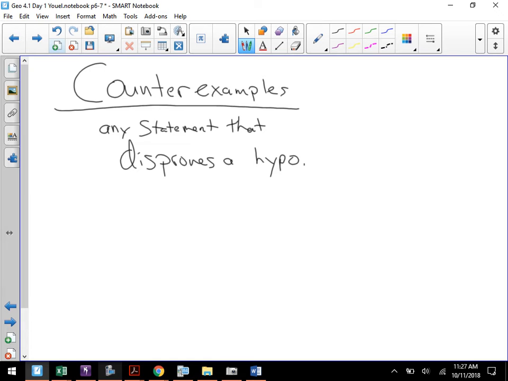All students take band. What's your counterexample? There's your counterexample. All right. But see what I'm getting at here? It's any statement that can disprove a hypothesis. All books are rectangular. Sure, there are triangle books. Okay.